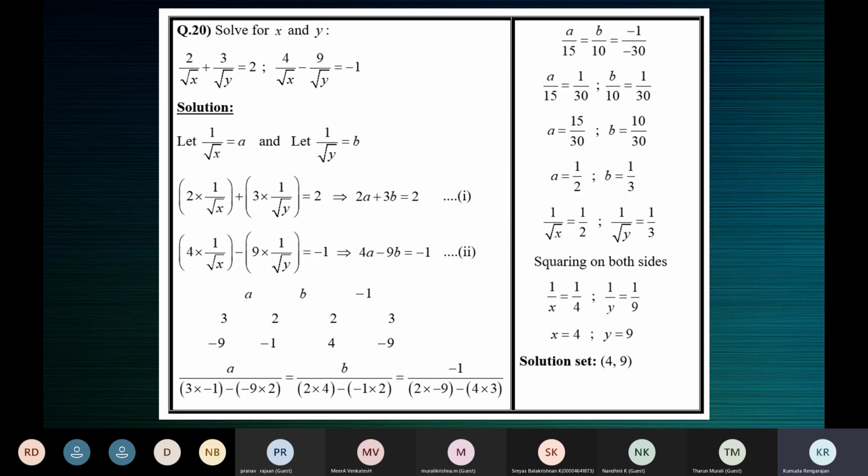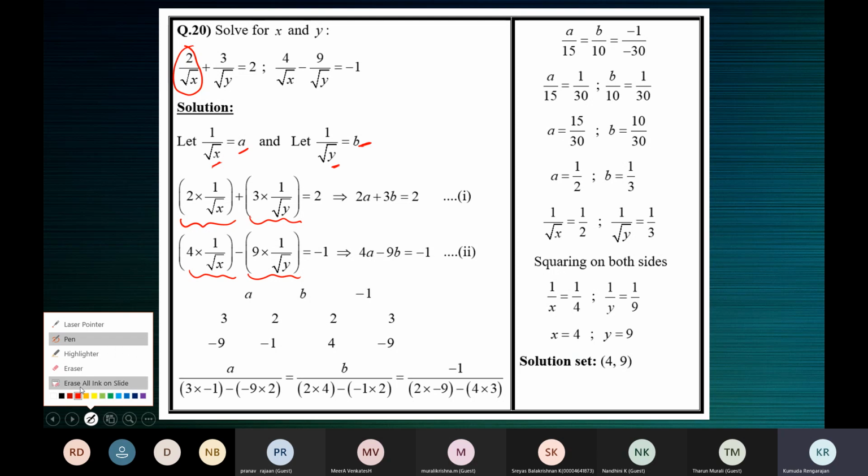Children, when it is 2 by x, won't we write 2 into 1 by x? Similarly, 2 by root x, so 2 into 1 by root x. 3 by root y, 3 into 1 by root y. 4 by root x, 4 into 1 by root x, 9 into 1 by root y. So let 1 by root x be a, 1 by root y be b. See, you have x and y in the denominator, so you have to go with this assumption. Then I've constructed the equations in it.